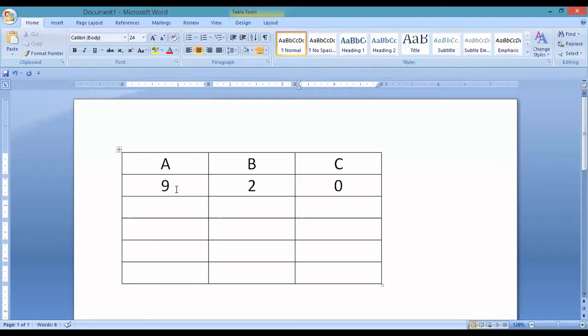So how to perform this using repeated subtraction? First I want to subtract these two numbers. Before that, you have to check whether the A value is greater than B. Yes, the A value is greater, so you have to do the subtraction. 9 minus 2 is equal to 7. Next you have to increment the C register. It will become 1.